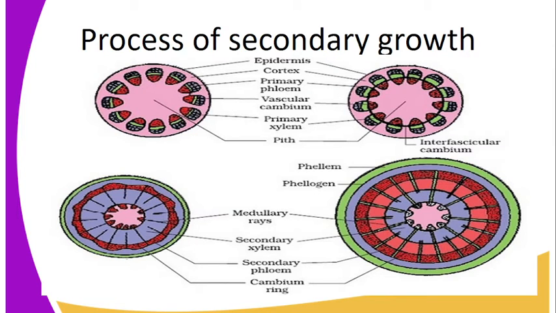divided. After formation of secondary phloem and secondary xylem, the new tissues formed exert pressure on the outer cells of the stem. After exerting pressure, this results into stretching and rupturing of the epidermal cell. So the epidermal cell of the stem does what? Ruptures. Why does it rupture?